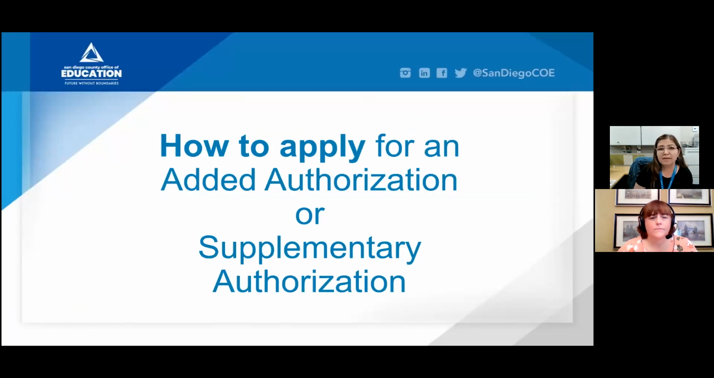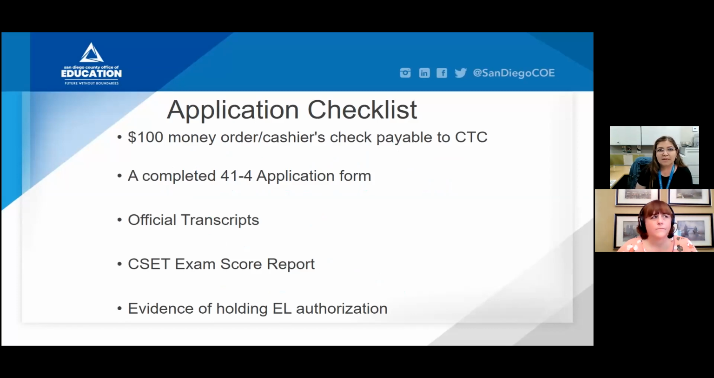So how do you apply for this added authorization or supplementary authorization? You will need to provide a $100 money order or cashier's check payable to the CTC. You will complete a 41-4 application form. You will need official transcripts to verify all the coursework that you did and that's required. The CISA exam score report, you would need a copy of that, and then evidence of holding the EL authorization. So that's what you would need. The county could issue you a temporary.